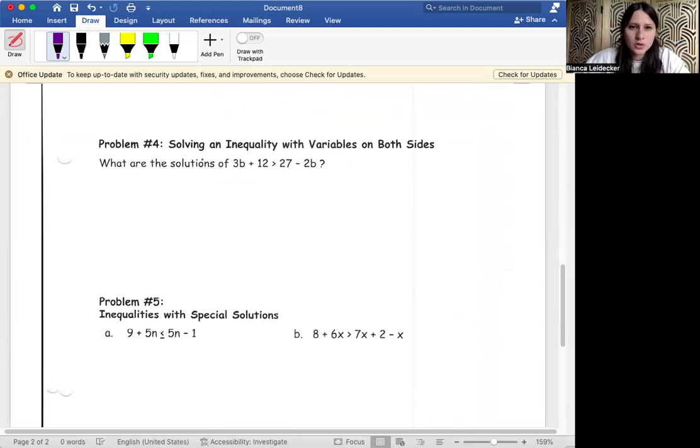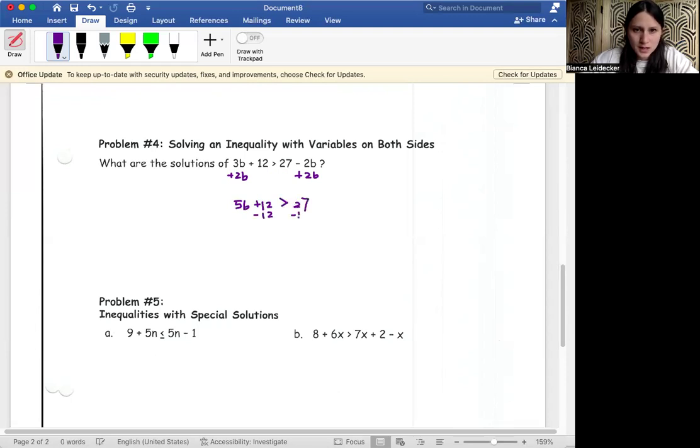What are the solutions of 3b plus 12 is greater than 27 minus 2b? So what do we do when we have a variable on both sides? It's going to be the same exact steps, I have to combine my like terms. So I'm going to add 2b on both sides, leaving me with 5b plus 12 is greater than 27.